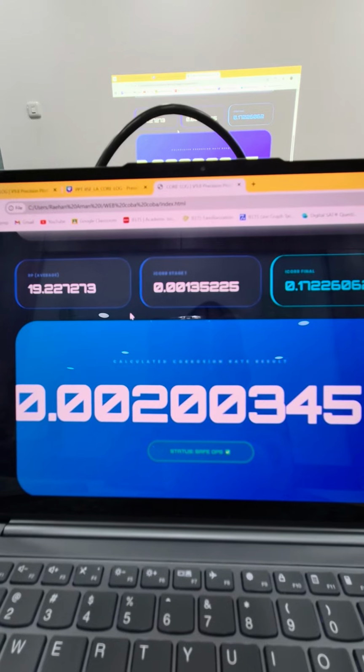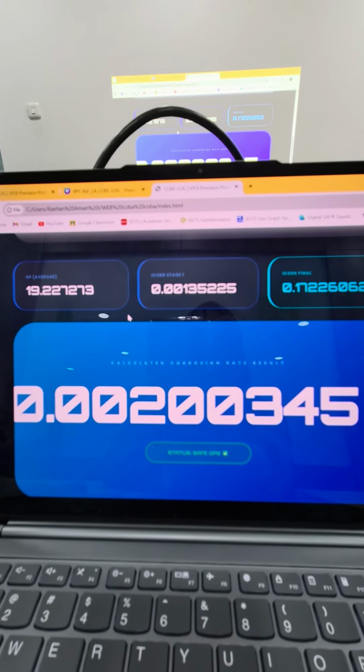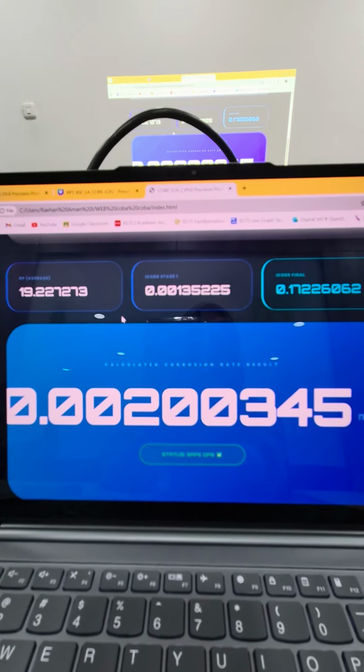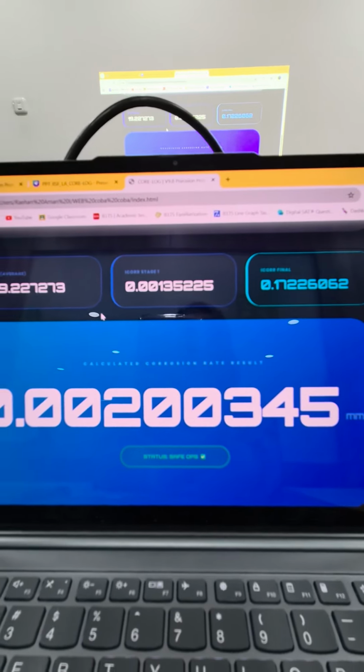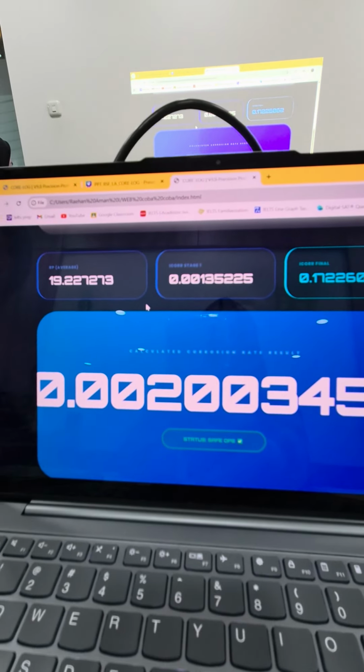Okay, the result is 0.0020, yes, like this. And it's classified as safe. Okay.